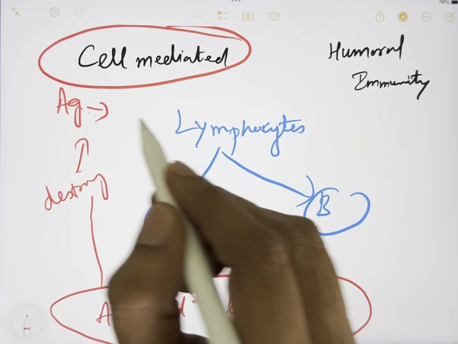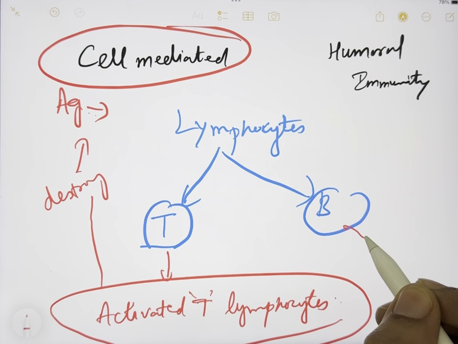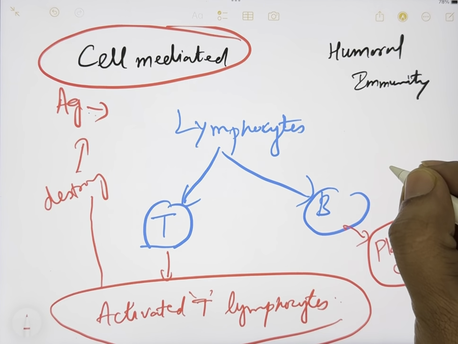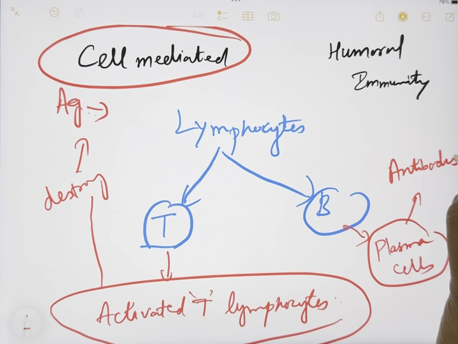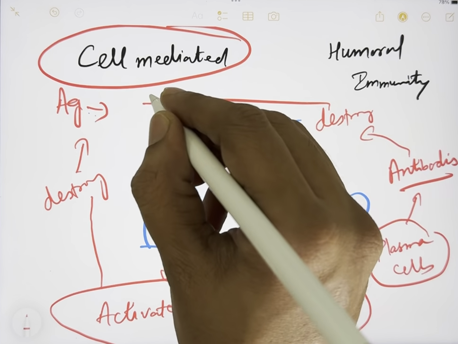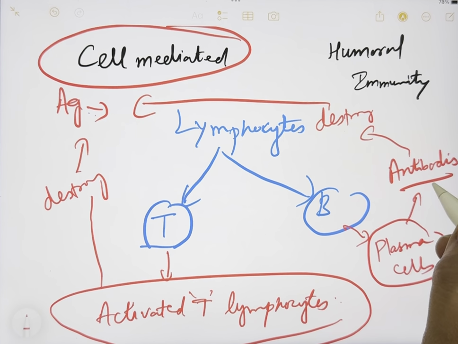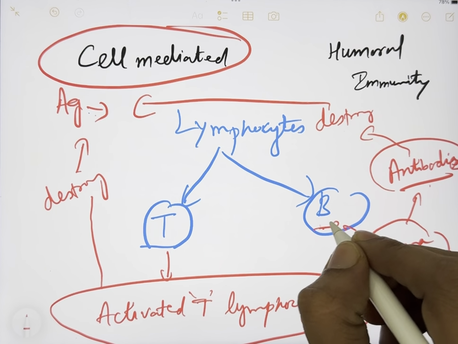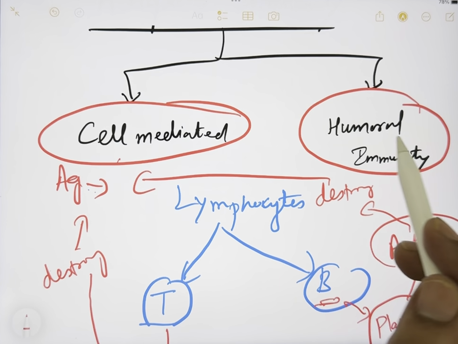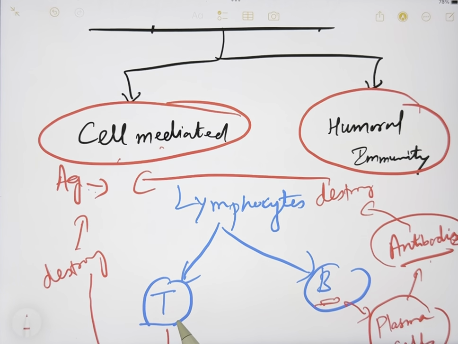Similarly, when the antigen activates the B lymphocytes and they become activated B lymphocytes, in turn they get differentiated into so called plasma cells, and they ultimately form antibodies. These antibodies also destroy the foreign antigen, and this type of destruction by the formation of antibodies, by the activation of B lymphocytes, is known as humoral immunity. Hope the concept is clear. What is cell mediated immunity and what is humoral immunity? Basically, cell mediated immunity is due to activation of T lymphocytes and humoral immunity is due to activation of B lymphocytes.